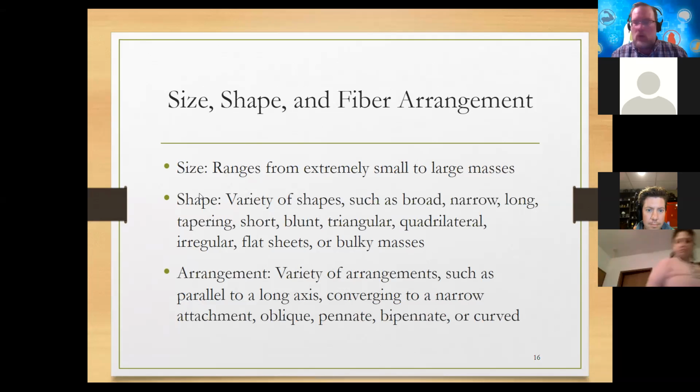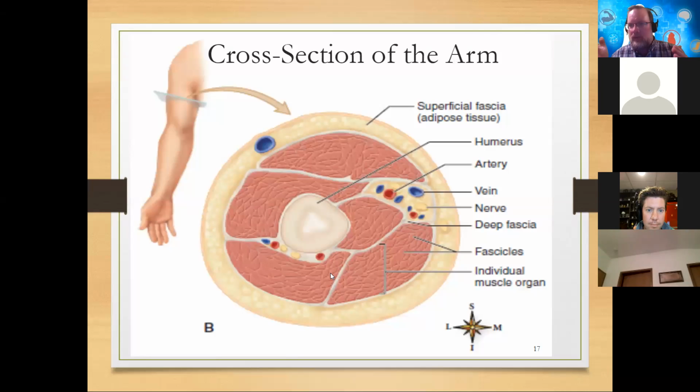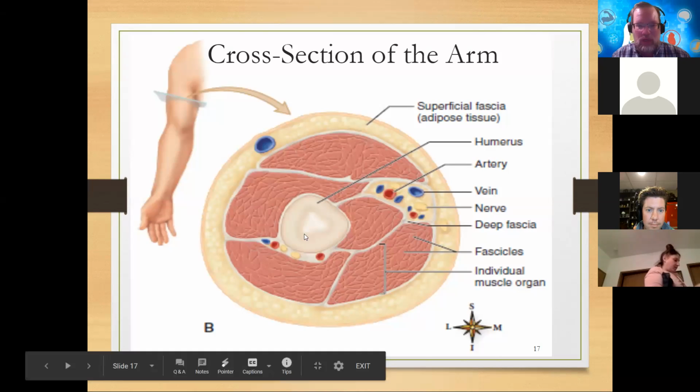Absolutely. Okay, so size, right? We've got ranges from extremely tiny, almost micro scale, all the way up to massive. We've got a variety of different shapes. We've got broad, narrow, long, short, triangles, rhomboids, flat sheets, thick sheets. We've got parallel. We've got pennate. We've got fusiform. Anyway, muscles come in all shapes and sizes. That's kind of the point.